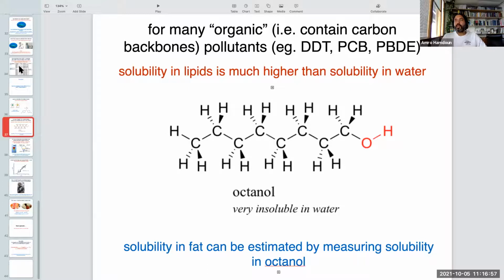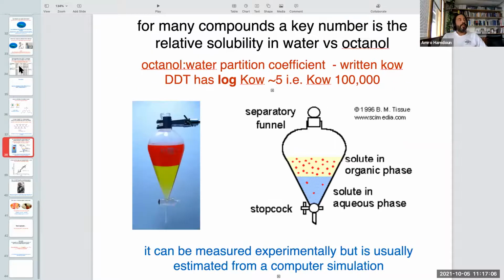So you can look at a substance and say, if it dissolves in octanol really well, it's probably also going to dissolve in fat really well. Okay, so how do you do that? Well, for many compounds, what you want to do is know the relative solubility in octanol versus the relative solubility in water. And that's called the octanol water partition coefficient.